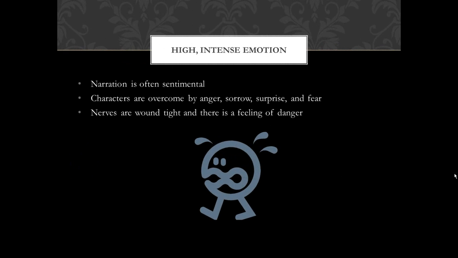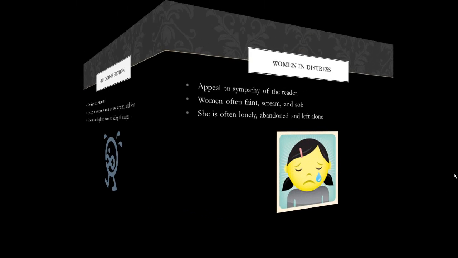High, intense emotion is evident in all of the characters. The narration is often sentimental and third person. The characters are overcome by a sense of anger, sorrow, surprise, fear, or other intense emotions. Their nerves are wound tight, and there is a feeling of danger that is very close to happening.